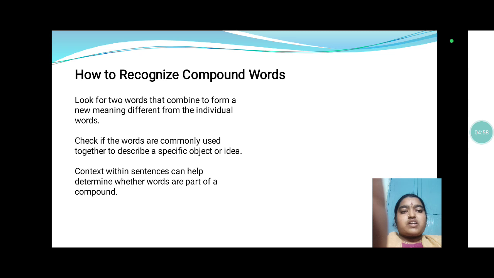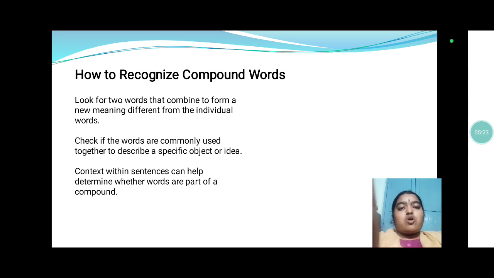So how to recognize compound words? Look for two words that combine to form a new meaning different from the individual words. As we have discussed, the meaning is different from the two individual words, as with tooth and brush. Tooth is a word which has its specific meaning, and brush also has its specific meaning. When those two combine, it forms a new word which has its own meaning, like toothbrush.